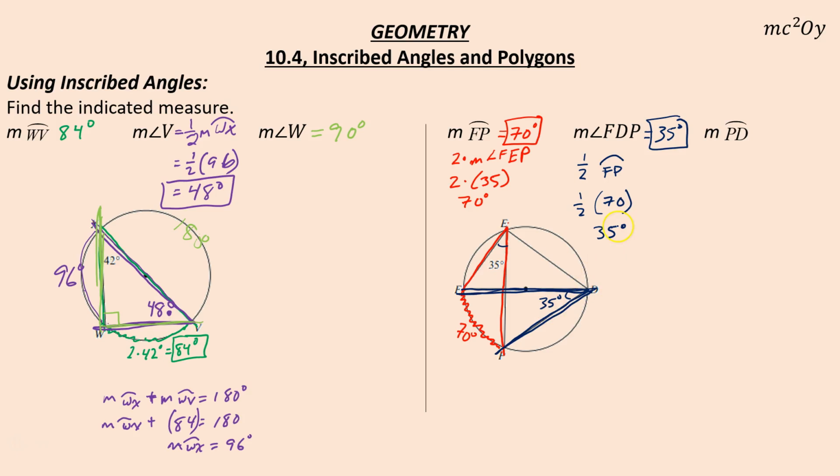Okay, well, arc PD. Arc PD is that other arc. Oops, switch that up again here. It's the rest, and notice I say the rest because it completes our semicircle. So if this is 70, 70 plus the measure of PD is equal to 180. So the measure of arc PD must be 110 degrees.